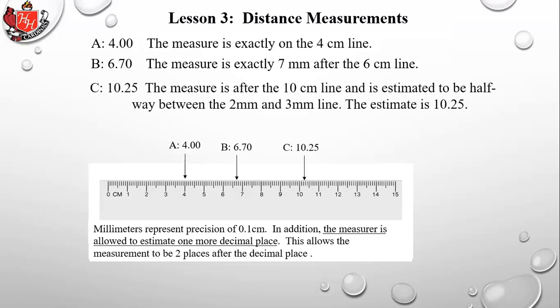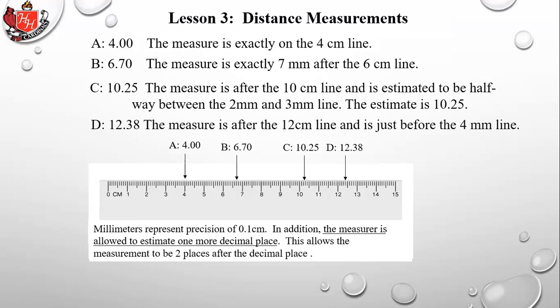Now, let's say on this one that we see that the measure is 2 millimeters after the 10, but it's even a little more than 2 millimeters, but it's not quite to the 3. So it's somewhere in between the 2 and 3 millimeter marking after that 10. And let's say you believe it's exactly halfway between the 2 and the 3, then it would be 10.25. So again, that 5 is an estimate digit. You think it looks like it's exactly halfway, that's what you get to put down as that last digit.